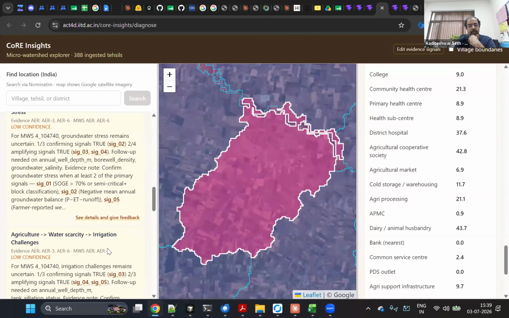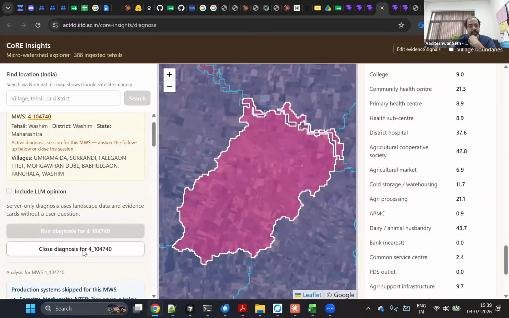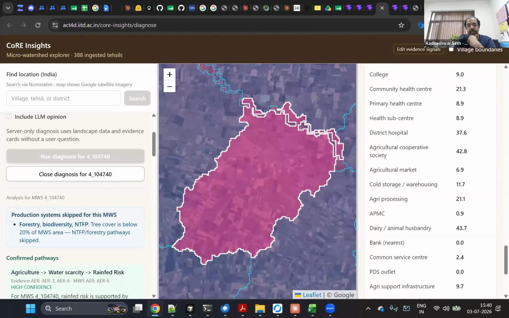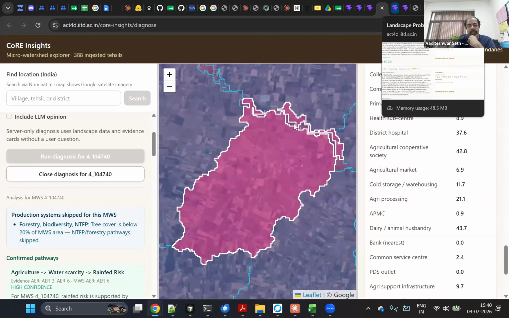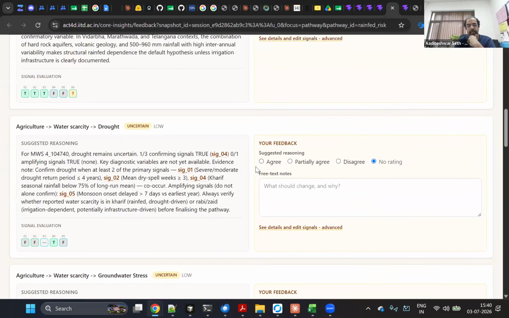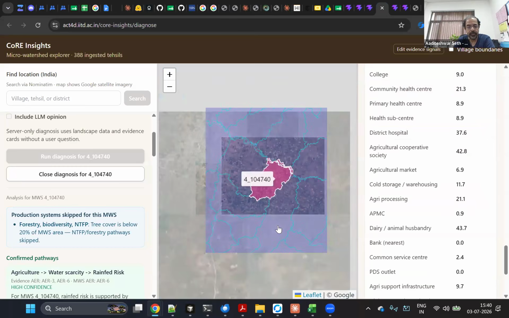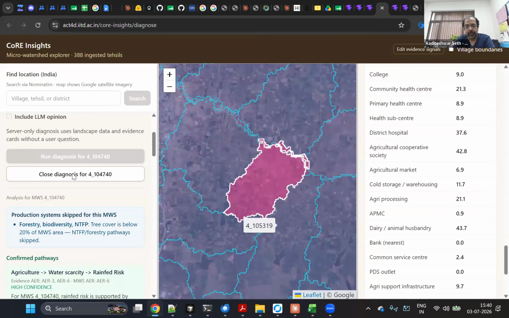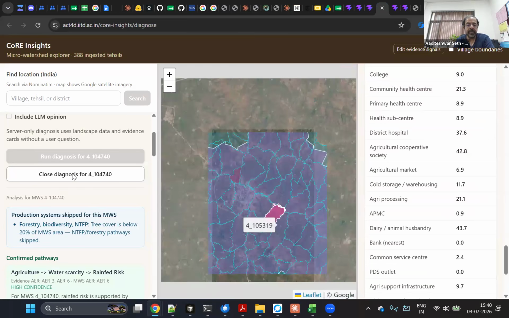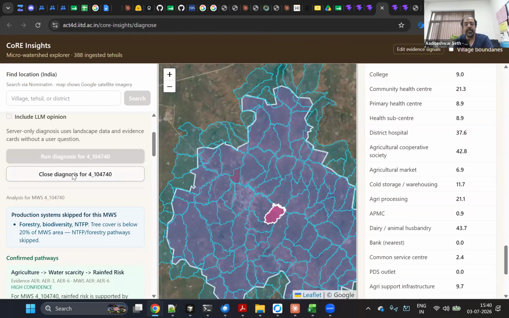For any micro watershed. And of course, there can be a lot of other improvements. Once we open it up, people can give feedback and so on. We can then consider some of that feedback and see if we can improve. So that is the final version, what we actually built.